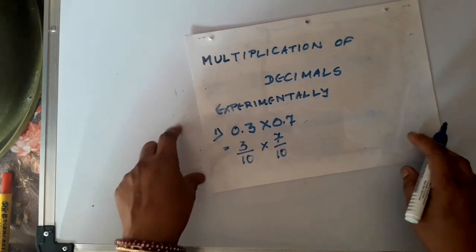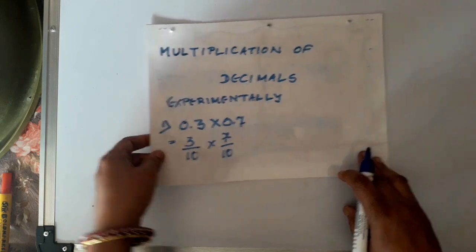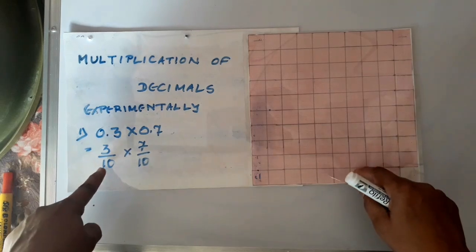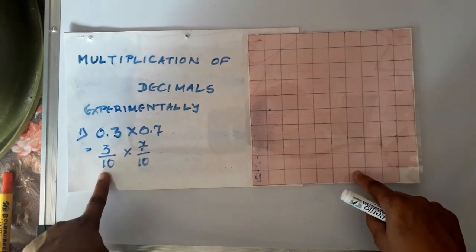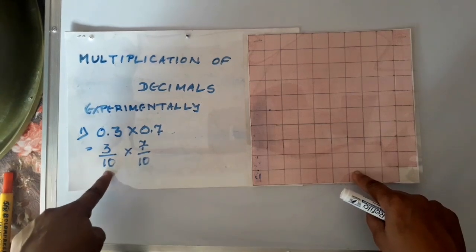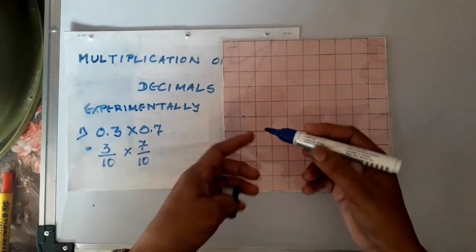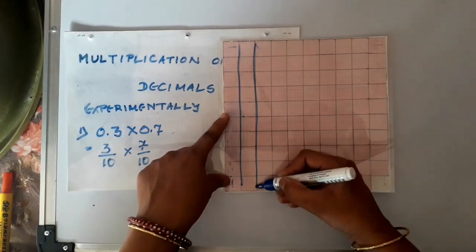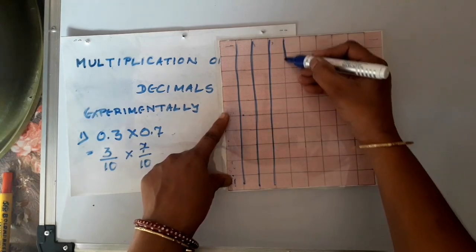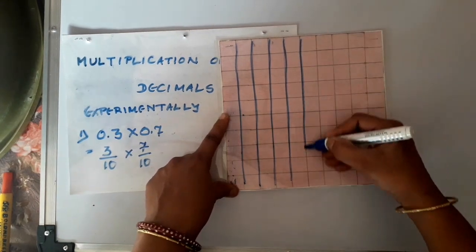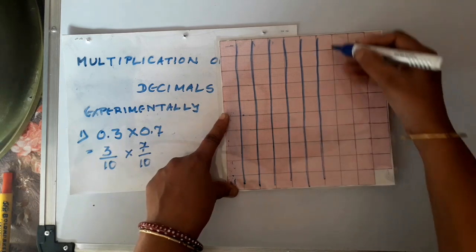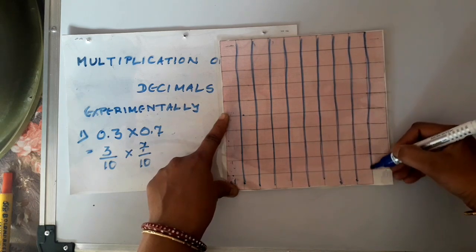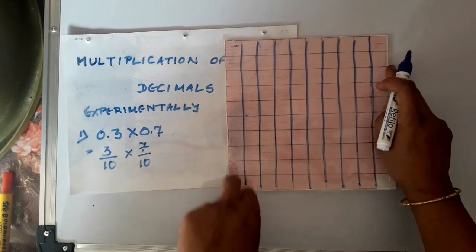So again, as we have done multiplication of fractions, similarly we will proceed here also. Here, to represent the first decimal, a thing is divided into 10 equal parts. So here you can see the thing, I will divide it into 10 equal parts. 1, 2, 3, 4, 5, 6, 7, 8, 9 and 10.